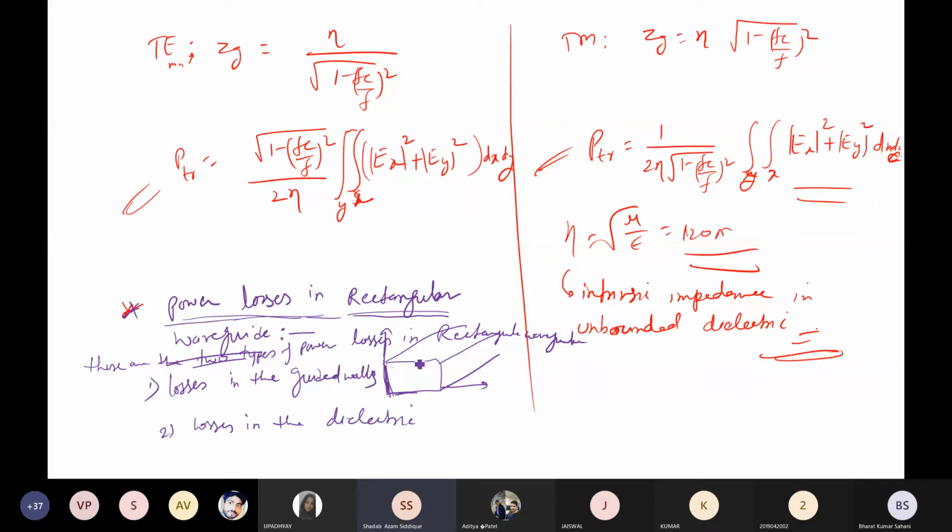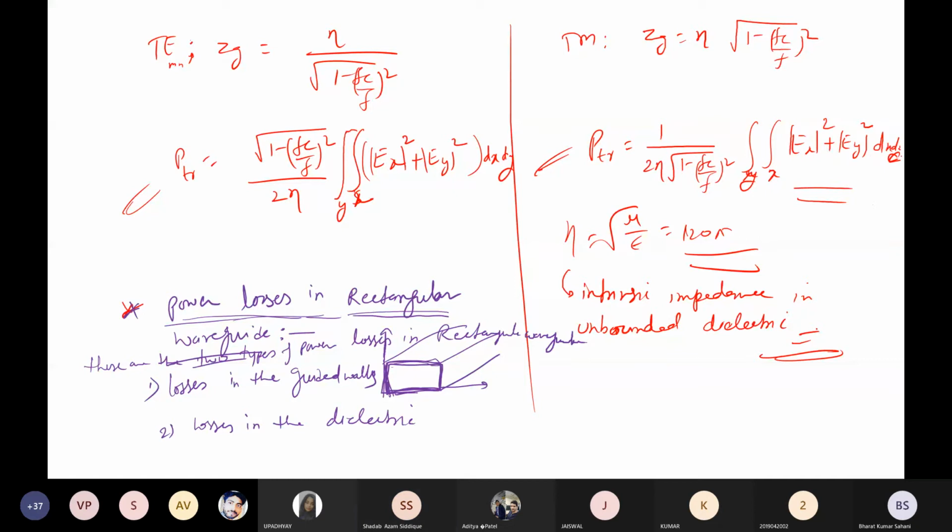Dielectric means inside this waveguide, whatever dielectric component we have, as this is a hollow structure. As we have seen in the initial classes, due to this dielectric component inside the waveguide, the structure makes a capacitive structure, and the wall makes an inductive structure. So this is making a capacitance. So losses in the dielectric will be there due to the dielectric present in the waveguide.